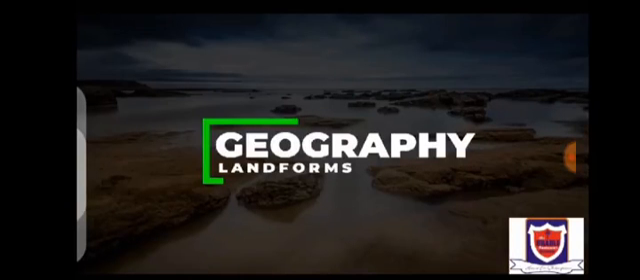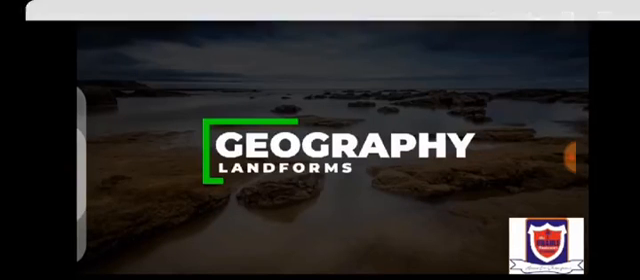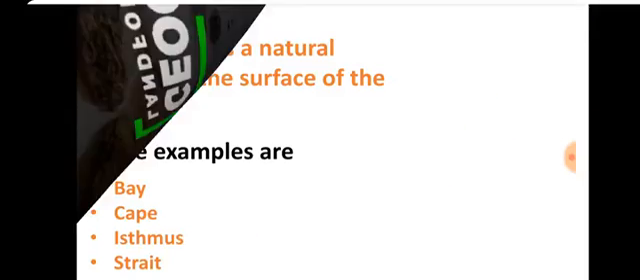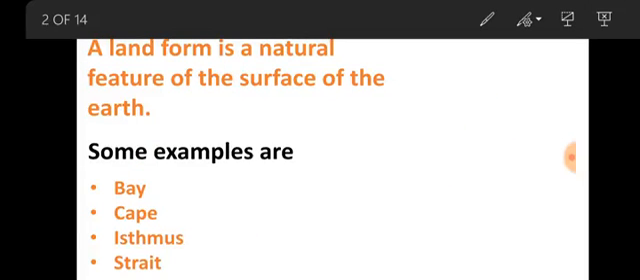Today we're going to be learning about geography, and in geography we're going to be looking at landforms. Now, what is a landform? A landform is a natural feature of the surface of the earth.